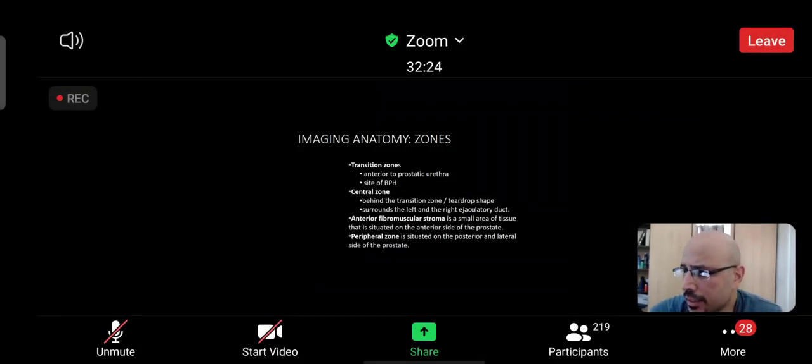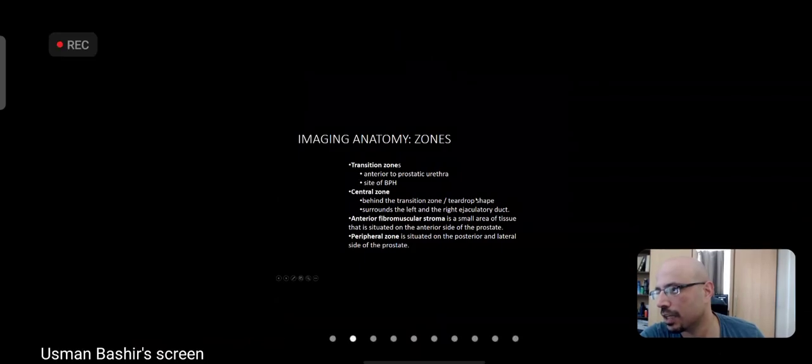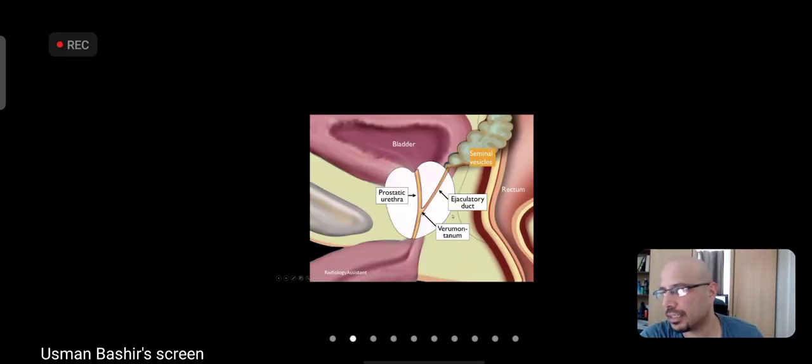Then the central zone is that part of the gland which is directly behind the transitional zone. And a very simple way to remember the central zone is that it is prostatic tissue that forms a sleeve around the ejaculatory ducts as they converge upon the prostatic urethra. And the anterior fibromuscular stroma I've already shown you. I'll show you a couple of images to drive this home, and then I'll go back to the MRI, and then I'll show it on the scan.